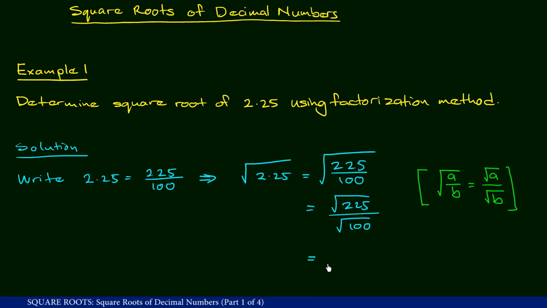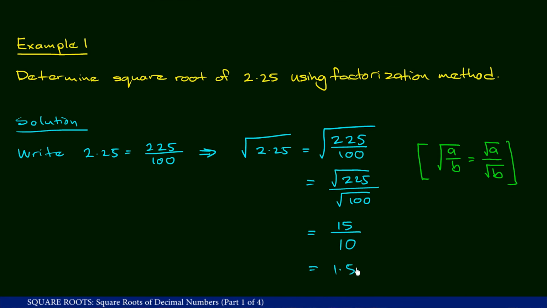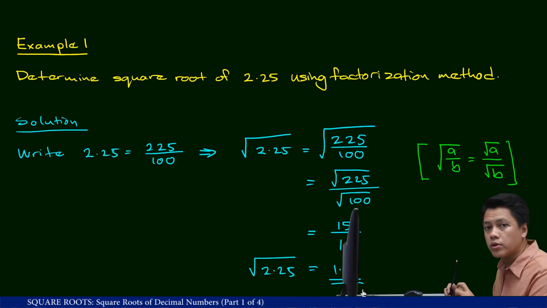So what is the square root of 225? We have done this in the previous video, that square root of 225 is equal to 15. So that is equal to 15 over square root of 100. And square root of 100 is equal to 10, which makes it equal to 1.5. So square root of 2.25 is equal to 1.5. So that's how we use factorization method to find out the square root of 2.25. So now let's take a look at example 2.